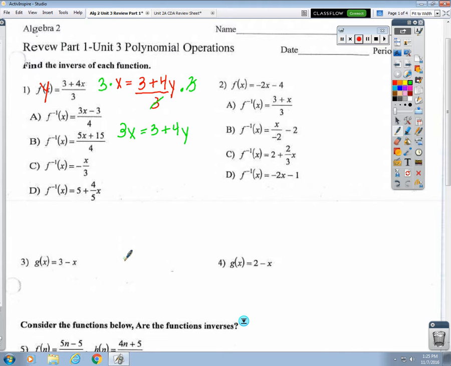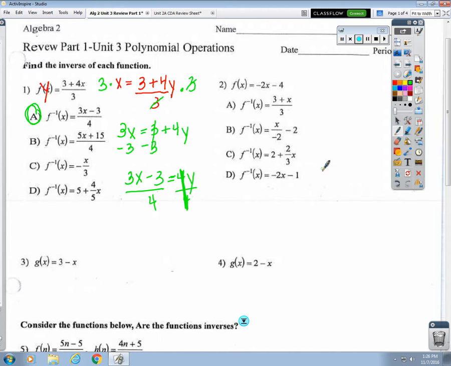Now to get y by itself, what do we do? Subtract this 3 to the other side, and so now you have 3x minus 3 equals 4y. Now to solve for y, what's the remaining step? Divide by 4, divide by 4. These 4's will cancel, leaving y by itself like we wanted. And the inverse is 3x minus 3 over 4, which is choice A.